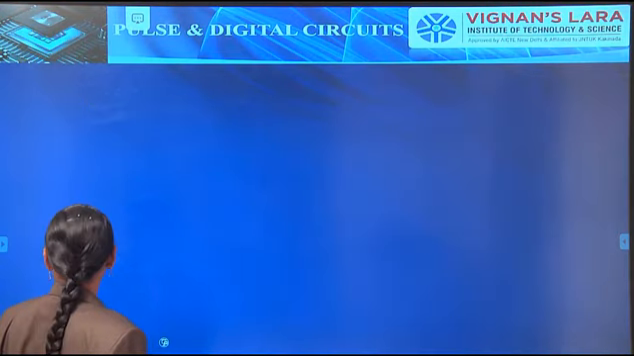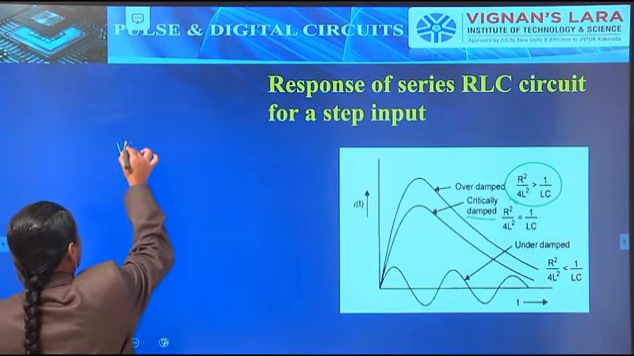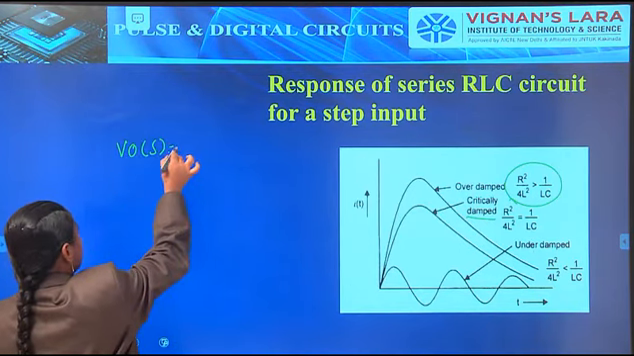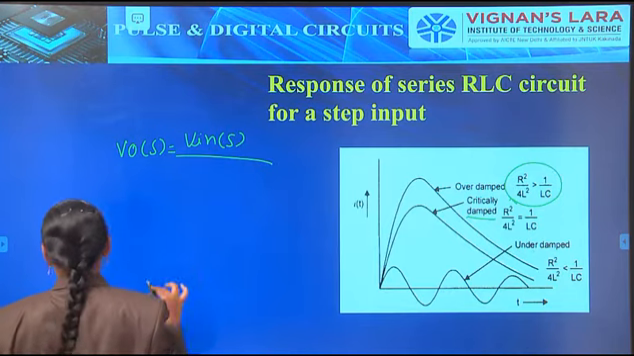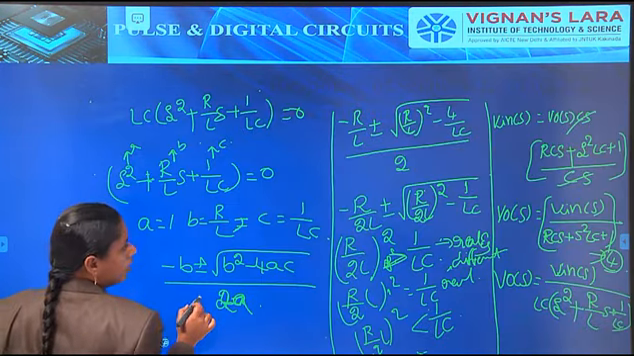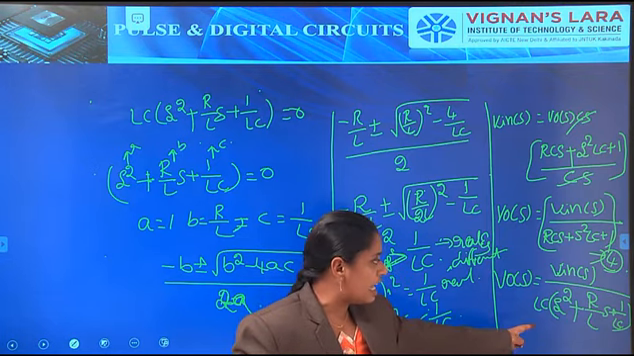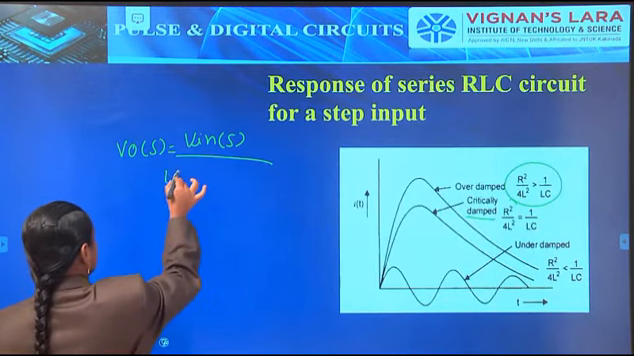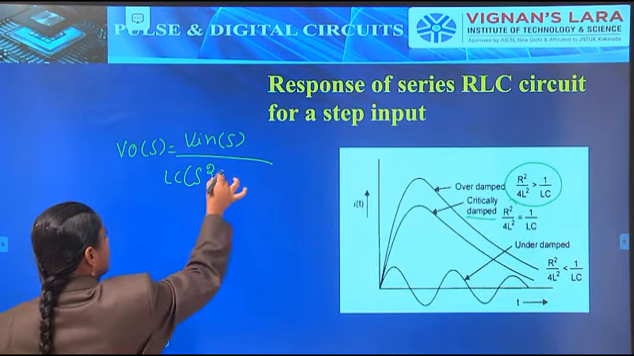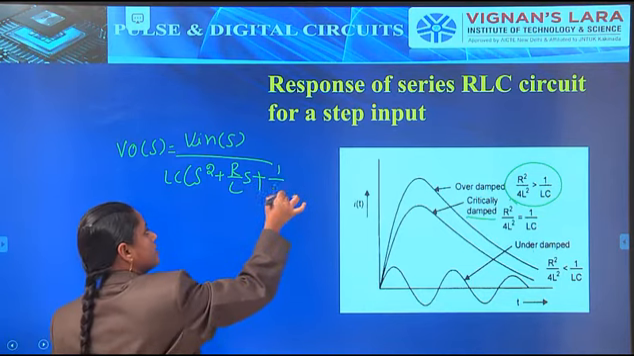Simply we know that V₀(s) is equal to V(s) by taking 1/LC as common: s² + (R/L)s + 1/LC, that is, s² + (R/L)s + 1/LC.